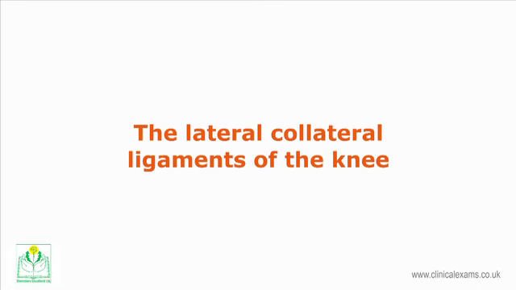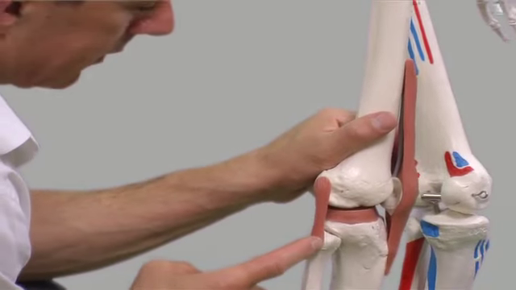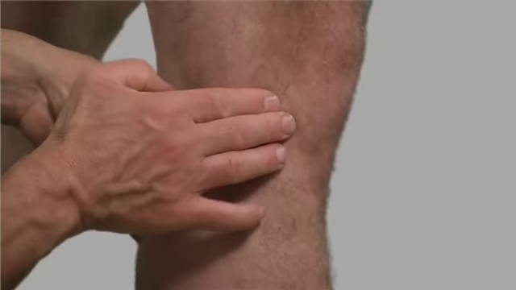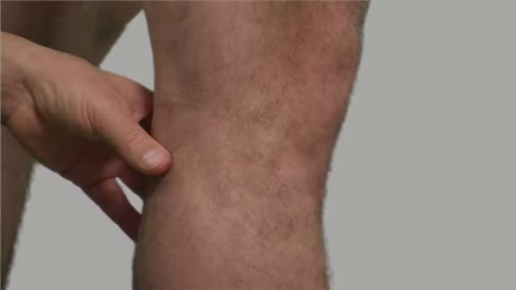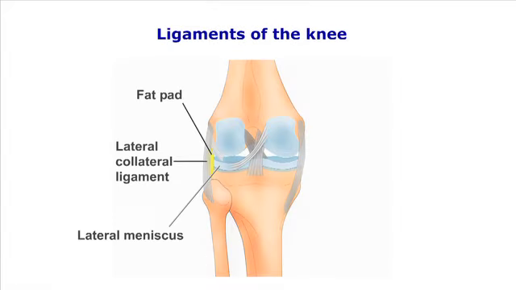The lateral collateral ligament of the knee. The lateral collateral ligament, or the fibular collateral ligament, is part of the complex of ligaments collectively named the posterolateral corner. The lateral collateral ligament is separated from the lateral meniscus by a fat pad.